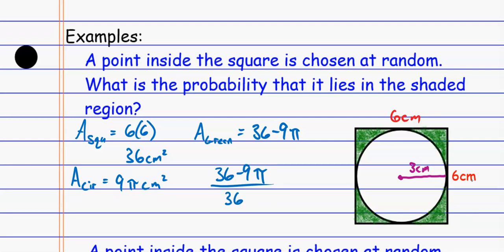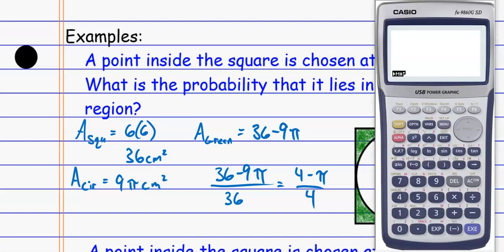And now from here, I could simplify this. I could reduce it. That's the exact area. Granted, I would have to reduce it to this. They're all divisible by 9, so that's a 4 minus pi over 4. Now, that's not a great way to represent the probability. We're used to using fractions to represent the probability, but in this one, a fraction doesn't make a whole lot of sense. So this one's better to do as a decimal, okay?